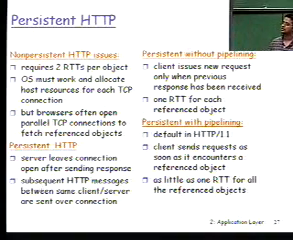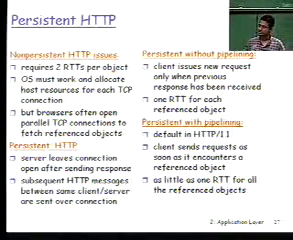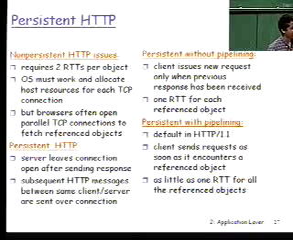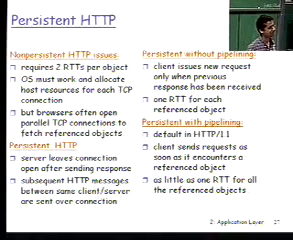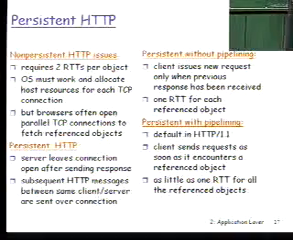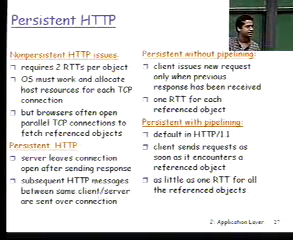Persistent with pipelining, on the other hand: as soon as the client realizes that it has a number of different objects to download from the server, it will send all the requests along without waiting for the previous request to be fulfilled. It will just send all the requests and wait for all the objects to be downloaded on that same connection. So where do you gain here in the pipelined way of doing things?